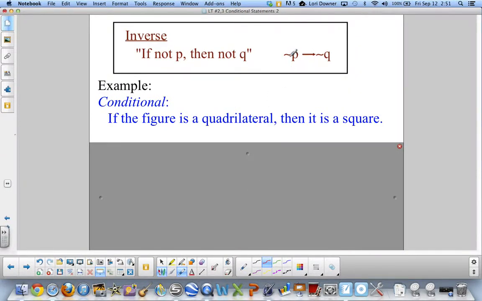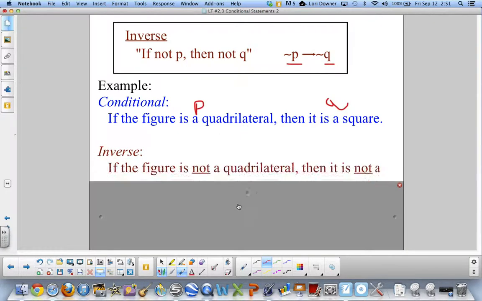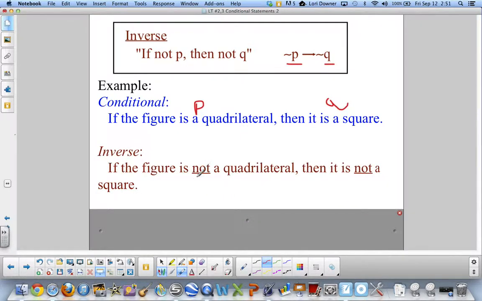Let's look at the inverse. If not P, then not Q. If the figure is a quadrilateral, then it is a square. That's our conditional. The inverse would be taking P and negating it, and then taking Q and negating it as well. So this says if a figure is a quadrilateral. We're going to state if the figure is not a quadrilateral, then it is not a square.